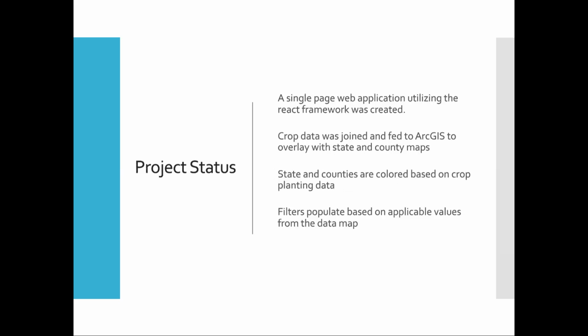The current status of the project is we have used the React framework to create the HTML and the guts of the JavaScript. Crop data is joined through tables and fed to ArcGIS for an overlay map with the state and county data. States and counties are colored based on crop planting data from dropdowns, and the filters populate based on applicable values from those dropdowns, as you'll see in a minute.